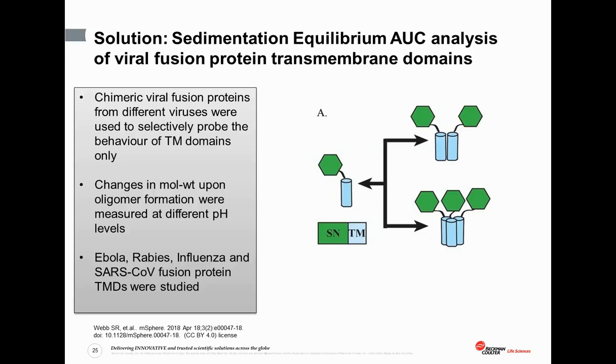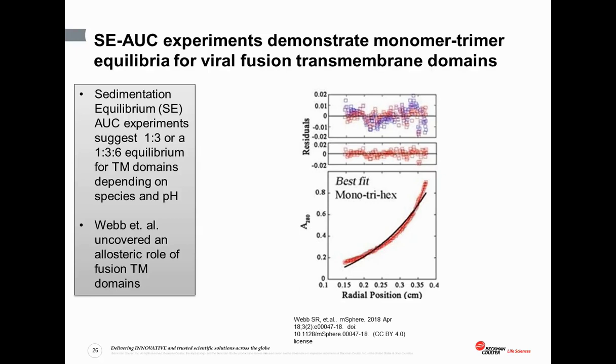So the idea behind that is that any interaction that they saw in their equilibrium AUC experiment would therefore be attributed only to the transmembrane domain, because that is different between these different chimeric proteins, and not to the surface exposed domain. And the different systems that they studied included Ebola, rabies, influenza, and as a matter of fact, SARS-CoV fusion protein as well. And this is just an example of one of the various data sets that they looked at. So what they found here for influenza is that their equilibrium experiments demonstrated that there's a 1:3 or 1:3:6 equilibrium for transmembrane domain depending on the species and the pH.